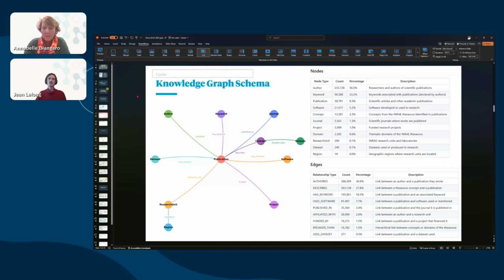So lots of different authors, and just to explain a little bit more, a few different nodes: keywords are the keywords declared by the authors when publishing their work. So it's written by them.